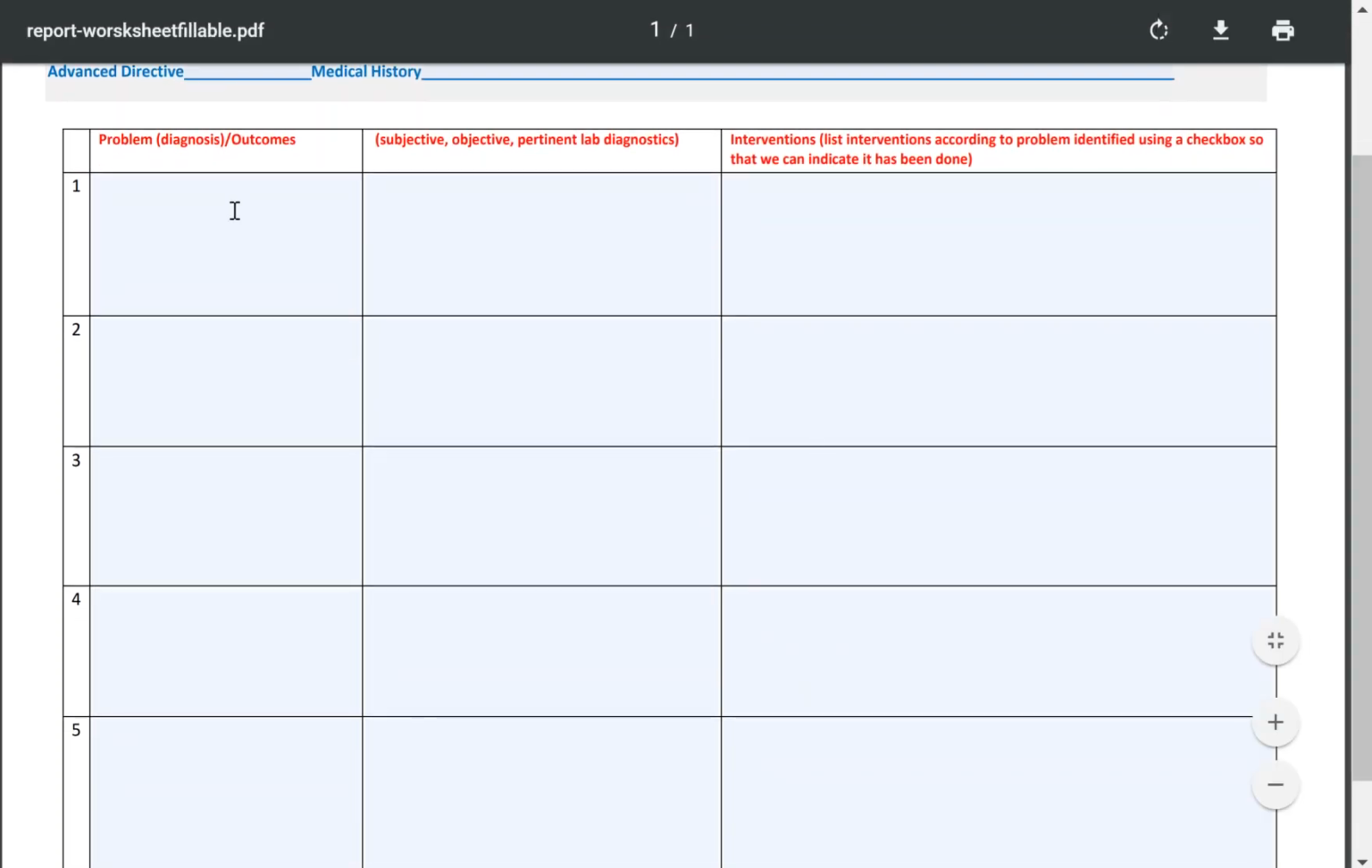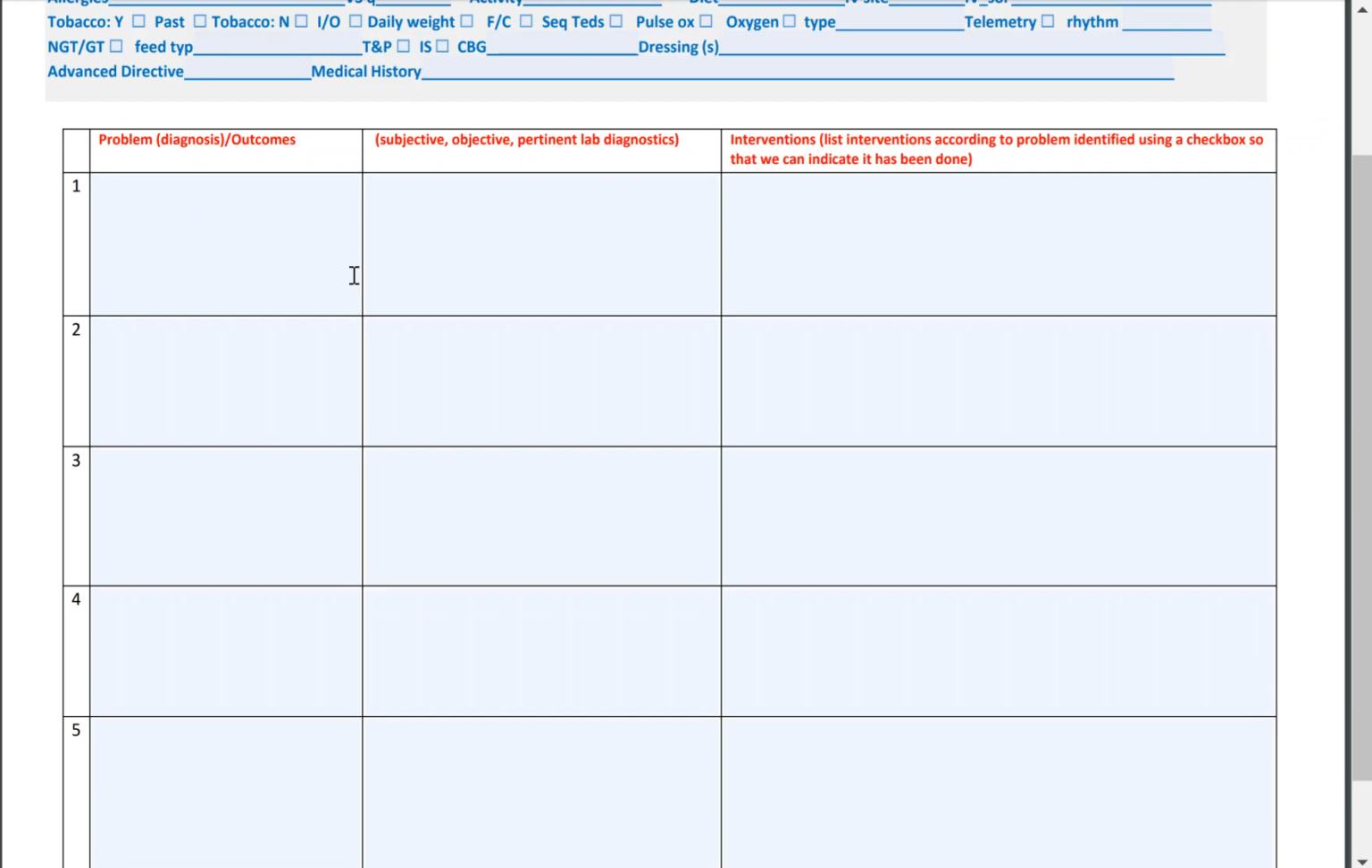And then what we do is we use 3 columns, and they're used as follows. We write the problem in an abbreviation so that we're not writing a lot. So for instance, for Mrs. Mannix, we might consider ineffective tissue perfusion, ITP cardiac. We put a / and then we jot down abbreviations for outcomes that we'd like to achieve.